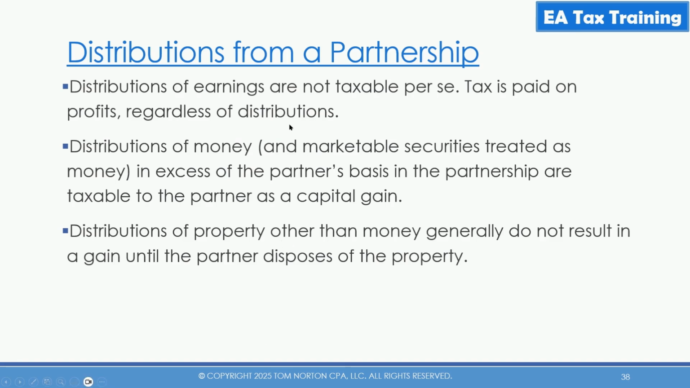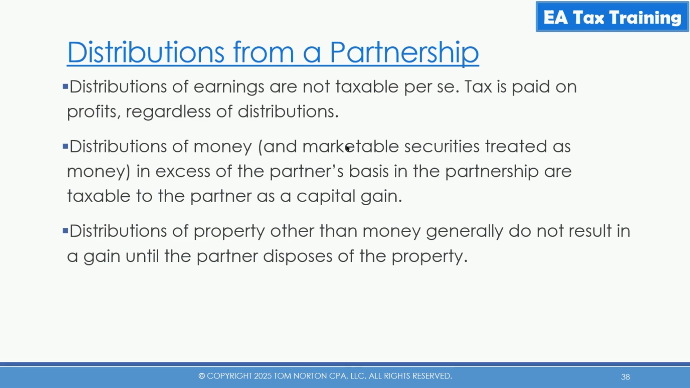Distributions of earnings are not taxable per se. Tax is paid on the profits regardless of distributions. We've said that a couple of times now. So it's not like we look at how much did you get out of the partnership cash-wise, and that's how we determine the tax. We determine the tax based on their share of the profits of the business, regardless of how much they took out in distributions.